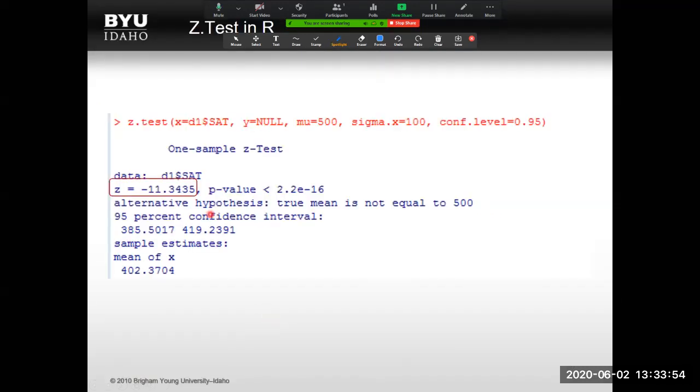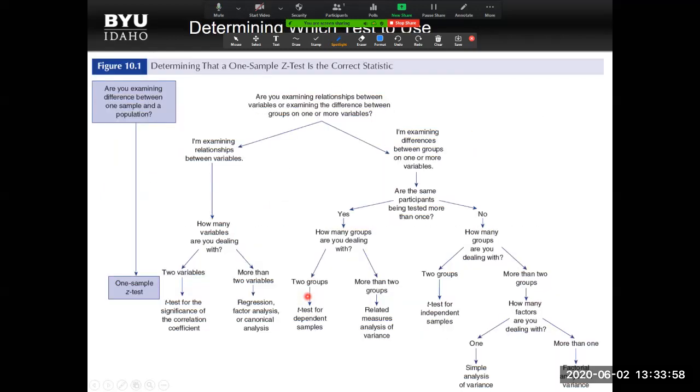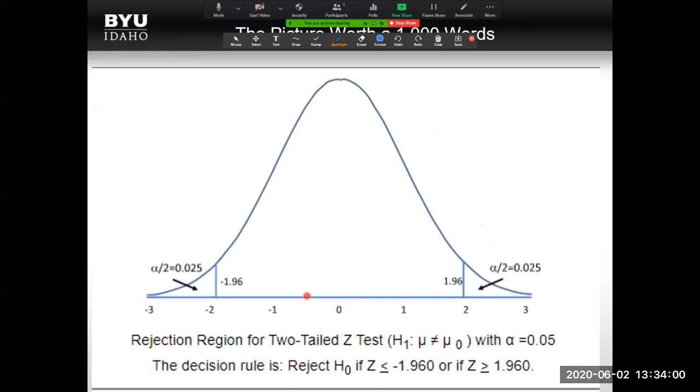So here's my z, negative 11.34. If I go back to here, negative 11.34 is, this is negative 3, all the way, way out there, right? So far out. So that is in this region where I would reject the null hypothesis.